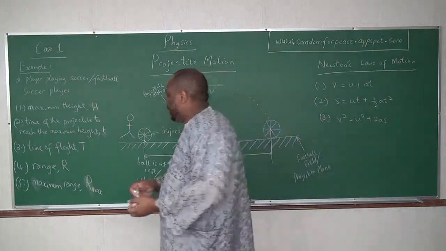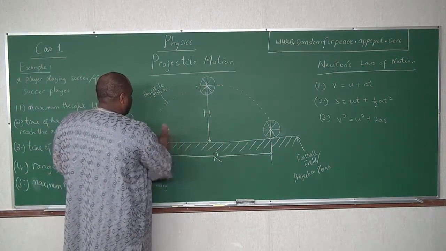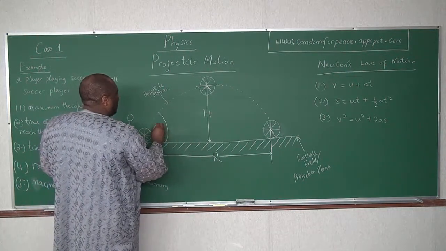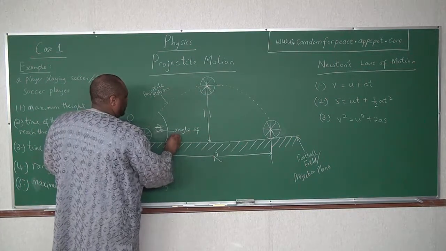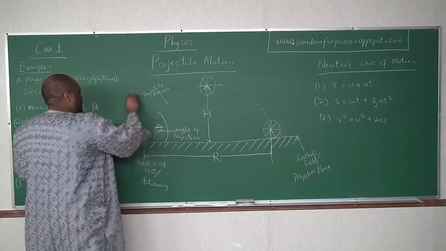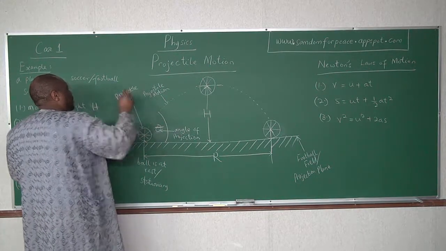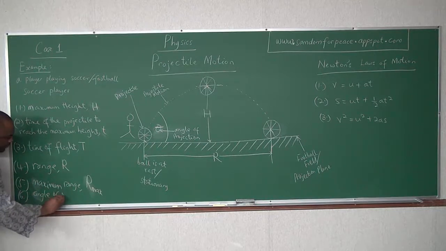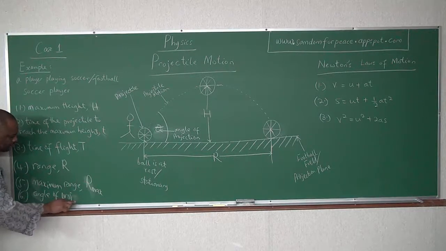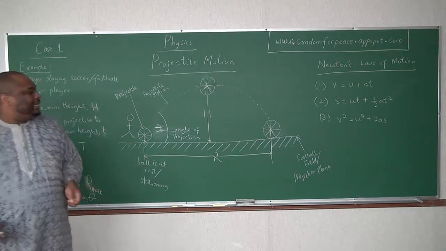Okay? And of course, we look at the angle of projection, theta. So I come here and write theta is the angle of projection. And of course, this here is the projectile. Number 6, angle of projection, theta. What angle should you project it at to get to the maximum range?